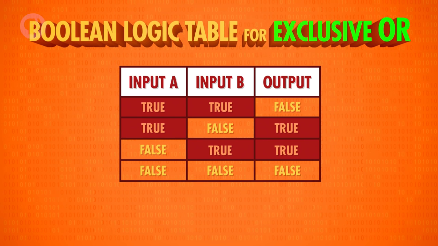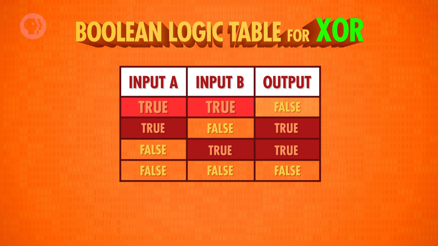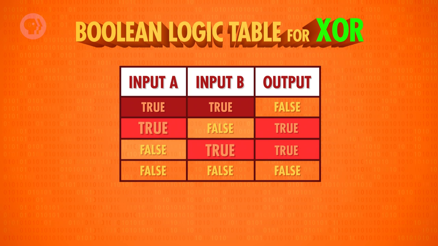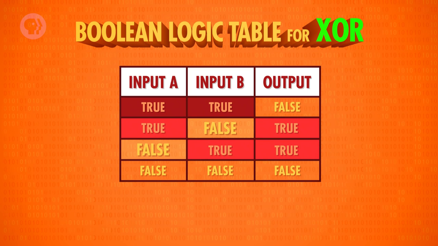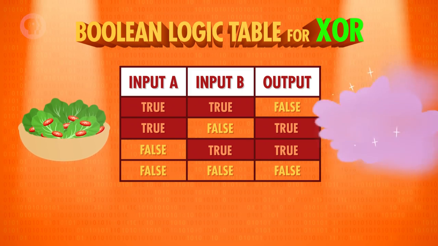For example, another useful Boolean operation in computation is called an exclusive OR, or XOR for short. XOR is like a regular OR, but with one difference. If both inputs are true, the XOR is false. The only time an XOR is true is when one input is true and the other input is false. It's like when you go out to dinner and your meal comes with a side salad or a soup. Sadly, you can't have both.